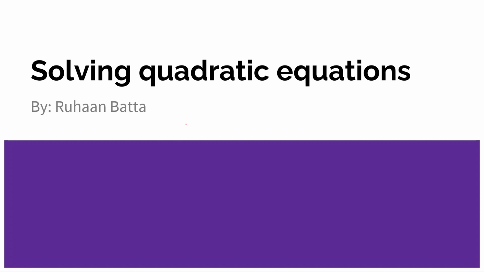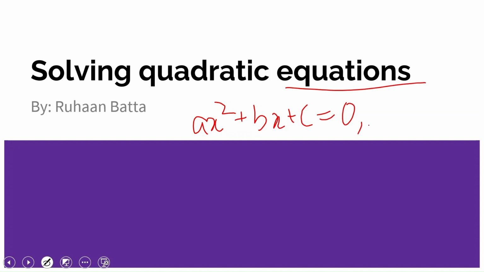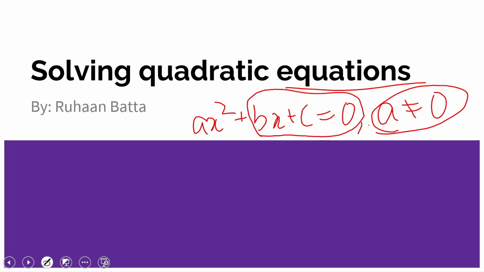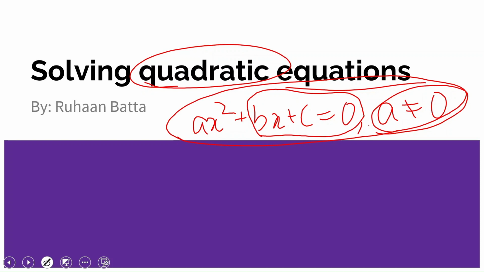Also, what is a quadratic expression or quadratic equation? It is nothing but ax squared plus bx plus c equal to 0 because it's an equation. And the main criteria is that a cannot be equal to 0. Let's assume that a was equal to 0. That will leave us with only bx plus c, which is a linear equation, not a quadratic equation. So this is the criteria for ax squared plus bx plus c, that a is not equal to 0.